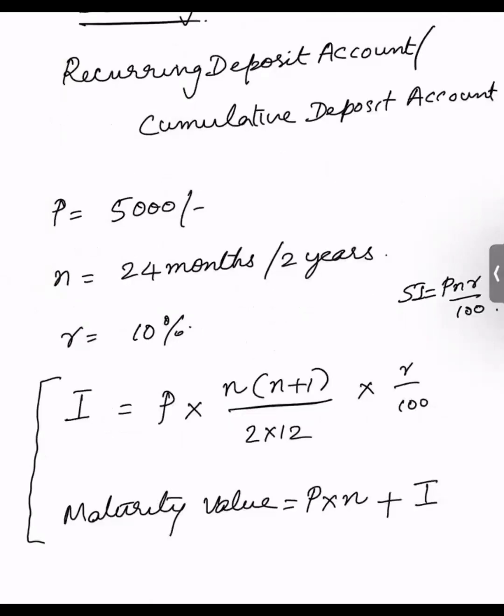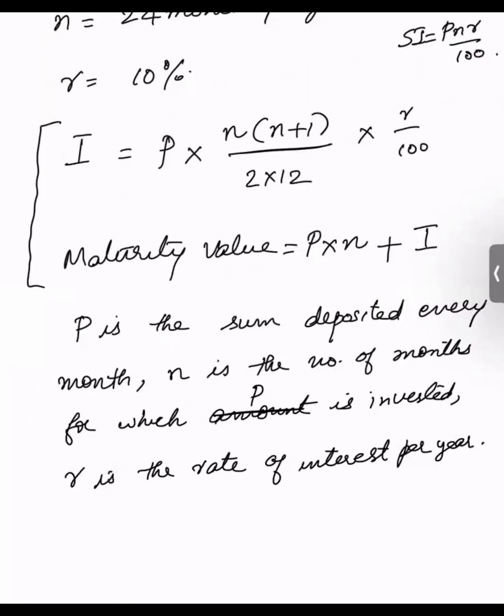The deposit name is recurring deposit. What is the meaning of recurring deposit? Every month, you are investing a specific amount of money. Every month, a fixed amount of money you are investing in the bank. Okay. And how to calculate the interest? The formula is in terms of P, N and R. Please note down. P is the sum deposited every month. N is the number of months for which P is invested. R is the rate of interest per year.